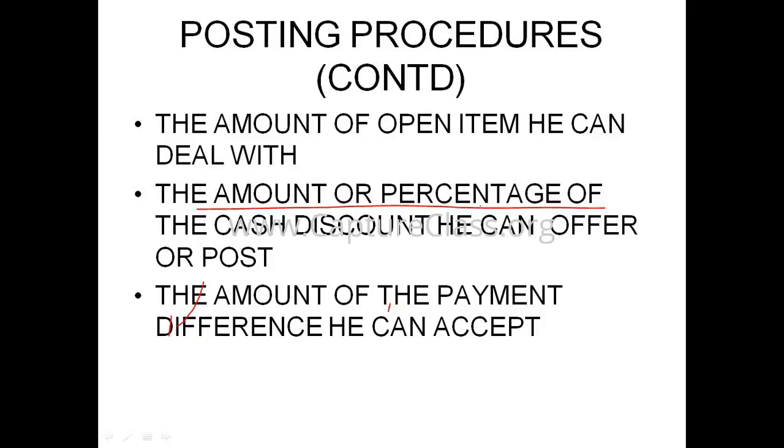Similarly, the amount of the payment difference he can accept. Means, today a customer has to make a payment of $10,000 on an invoice, but he has paid only $8,000, saying that he will pay the remaining $2,000 later on. This is called payment difference. So up to how much payment difference the employee is authorized to accept. So these are the 4 posting activities.